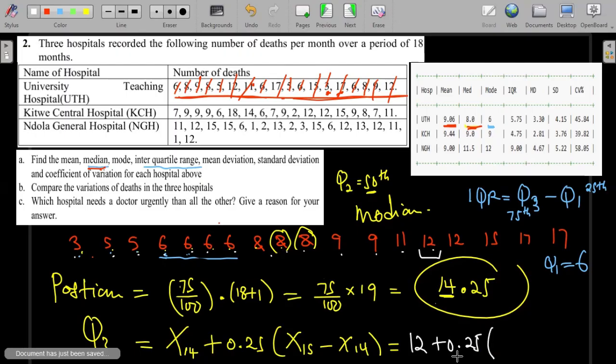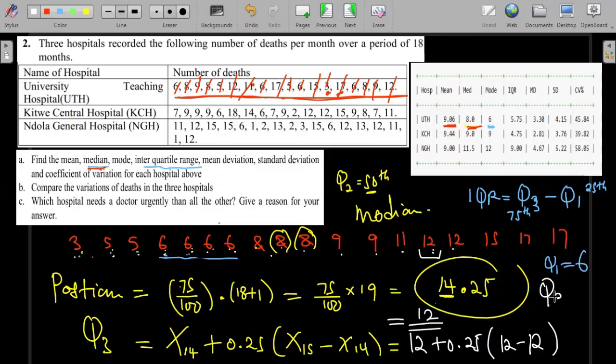0.25. And then inside here, what am I going to have? The 15th position as what? Why is it not adding up here? So this was 14, 15. So I still have 12 minus 12. So this one here will be 12, and here it will still be 0, right? So it will just be 12. So Q3 will just be 12 like that.